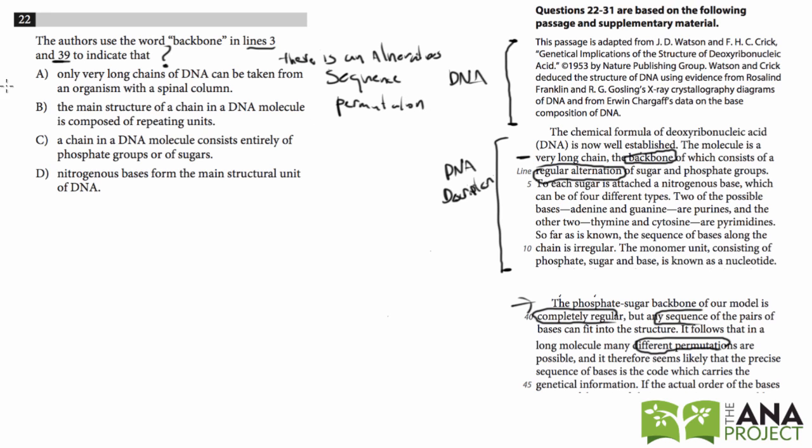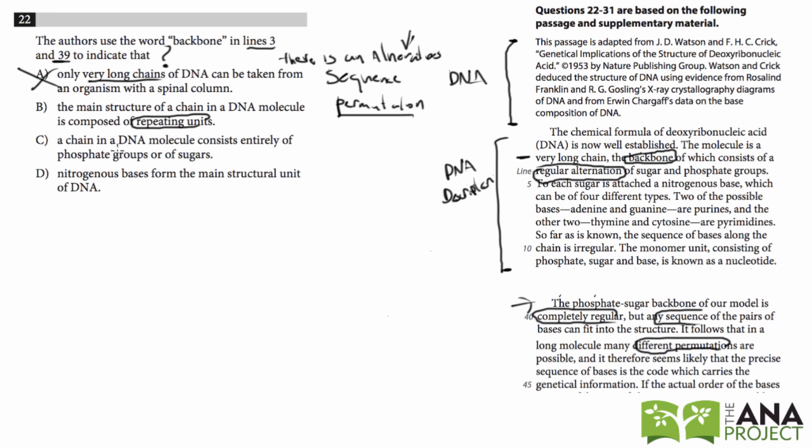Now we go to the answer choices and eliminate. Instead of picking the right answer, let's eliminate the ones that are least like our answer. So A, only very long chains of DNA can be taken from an organism with a spinal column. It doesn't say that at all. B, the main structure of a chain in a DNA molecule is composed of repeating units. Repeating, we have alternating, sequence, permutation. Let's keep this one. This is close to what we said.